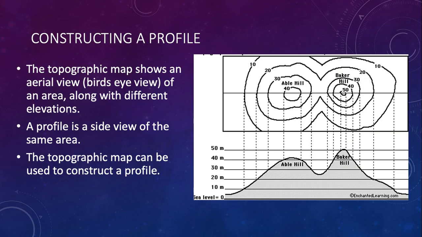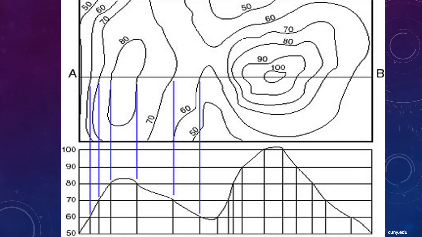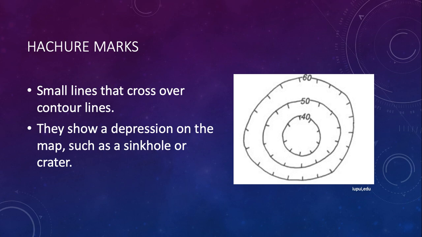A topographic map shows an aerial view or a bird's eye view of an area along with different elevations. A profile is a side view of the same area, and the topographic map can be used to construct a profile. Hachure marks are small lines that cross over the contour lines like in the image here. They show a depression on the map, such as a sinkhole or a crater.